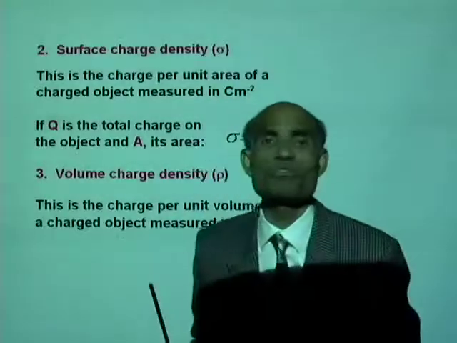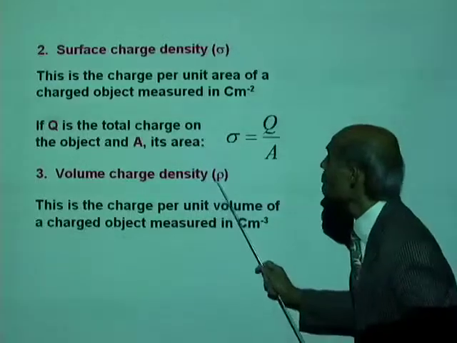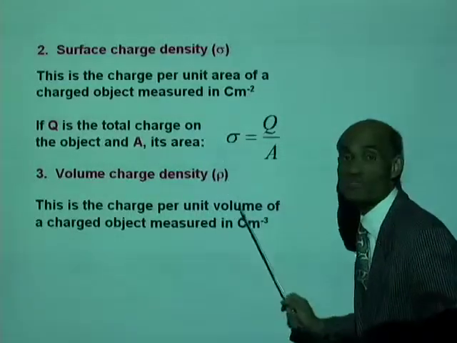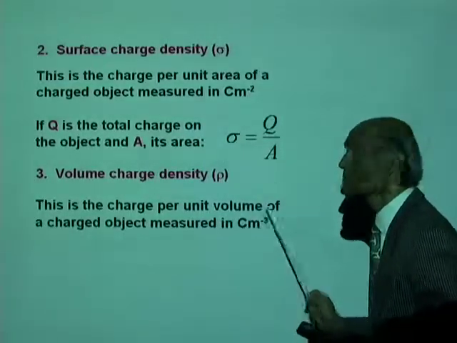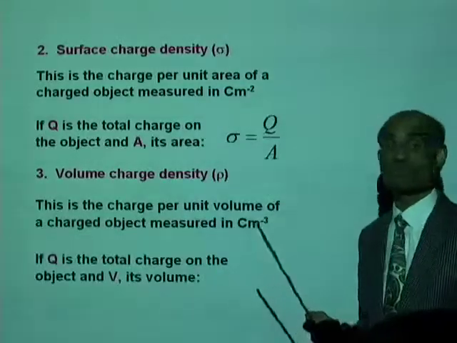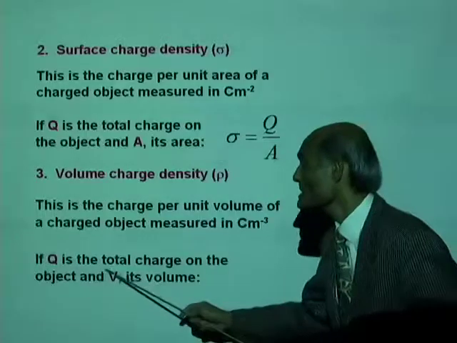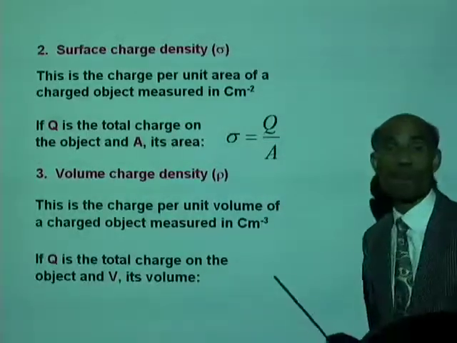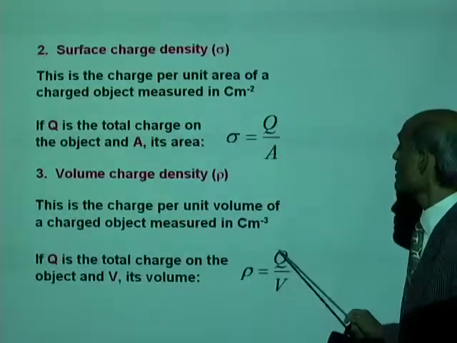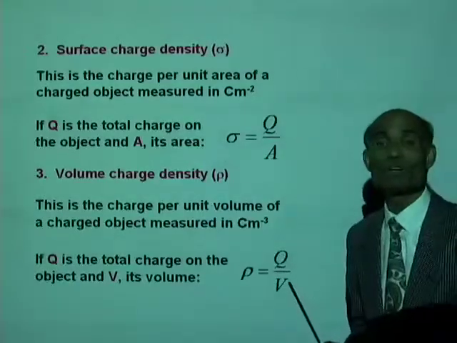So, what is the unit for measuring rho, the volume charge density? It is coulombs per meter cubed. If Q is the total charge on the object and V is its volume, then rho equals Q over V.